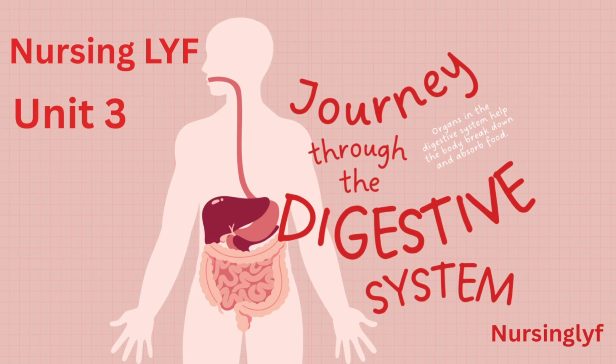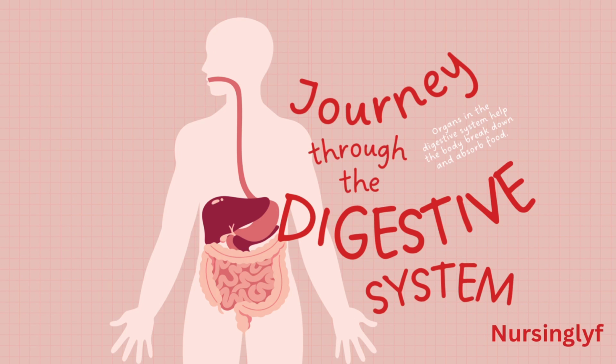Today we do the third chapter of pharmacology: drugs used in the gastrointestinal system. First we go over the digestive system.